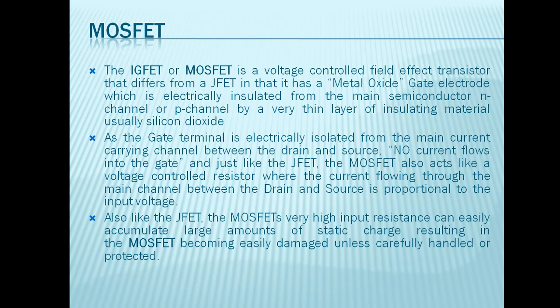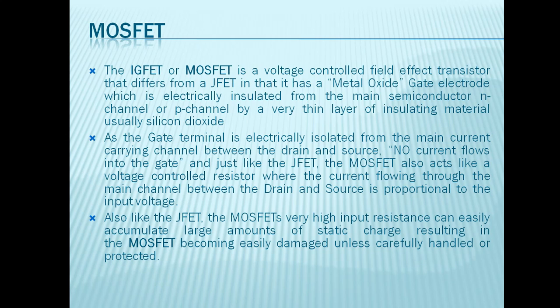The IG FET or MOSFET, metal oxide semiconductor field effect transistor, is a voltage controlled field effect transistor that differs from a JFET in that it has a metal oxide gate electrode which is electrically insulated from the main semiconductor N channel or P channel by a very thin layer of insulating material, usually silicon dioxide.